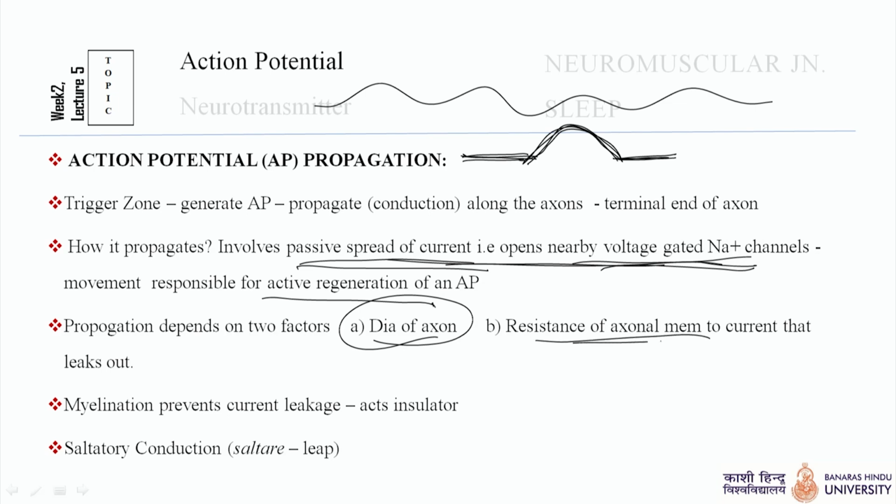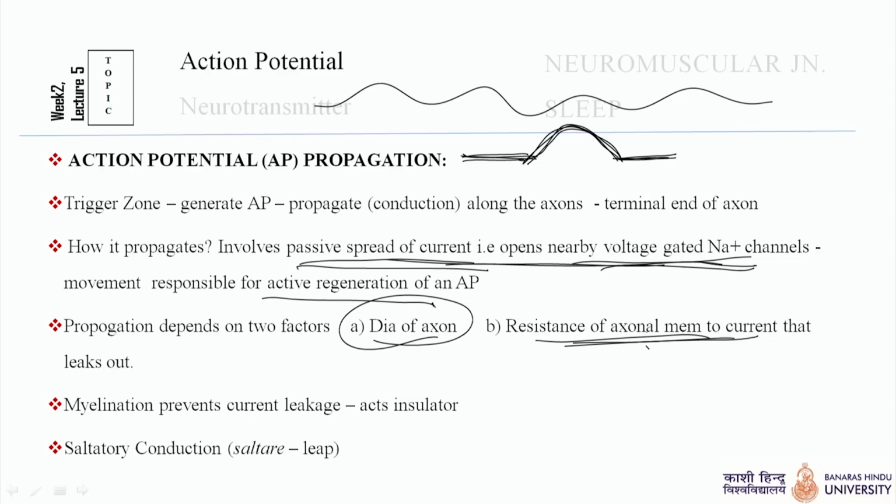Then the next is the resistance. If you have a very large number of vehicles on your track, you will take time to reach the destination because of the traffic. Whereas if there are fewer vehicles or no vehicles, it will be easy to reach the destination within a short time. In the same way, resistance plays a major role in nerve conduction as well as propagation, because it leaks out the current.